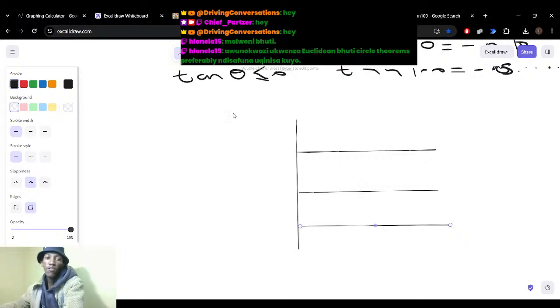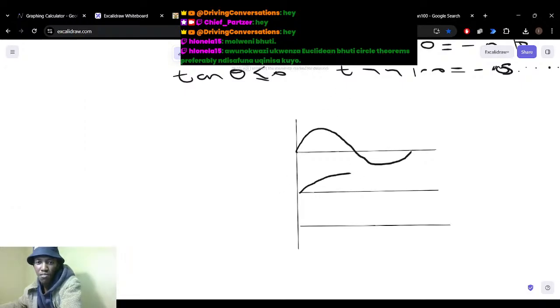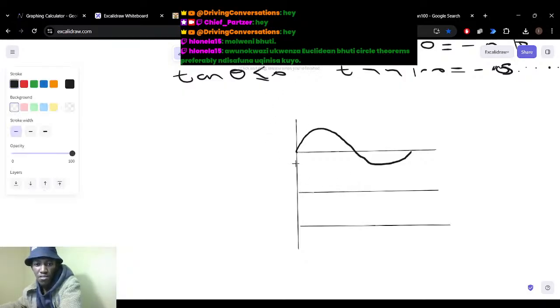I hope they won't overlap. Okay, so let's first draw a sine graph. It's something like this, right? Something like this. Then for cos, it starts at the top, at 1, something like this.